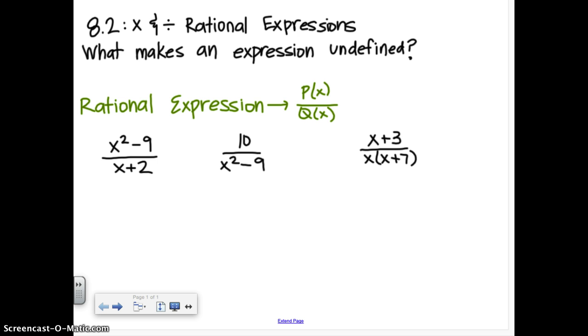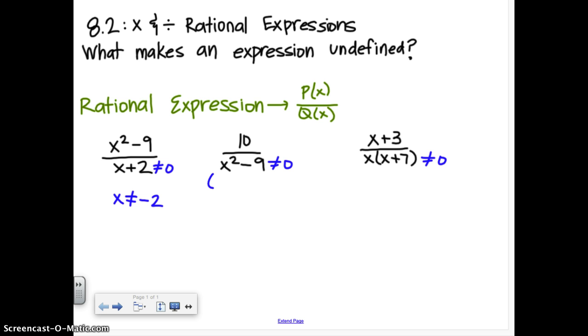Okay? Now, how do we tell if they're undefined? We have to be able to show undefined. We have to remember, we cannot ever divide by 0. And so the denominator can never be 0. The values for x that make the denominator 0 force the expression to be undefined. Okay, so for example, in this first one, -2, if we substitute it in, makes the denominator 0.